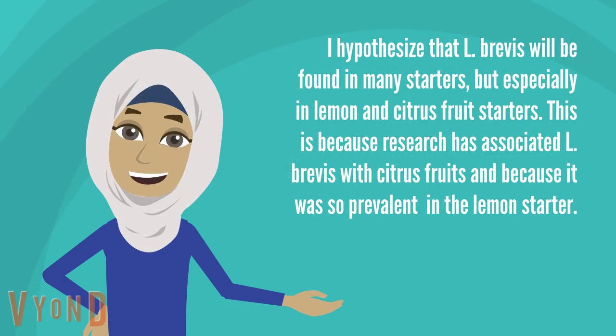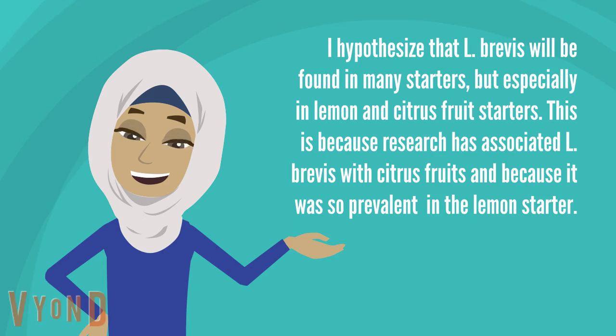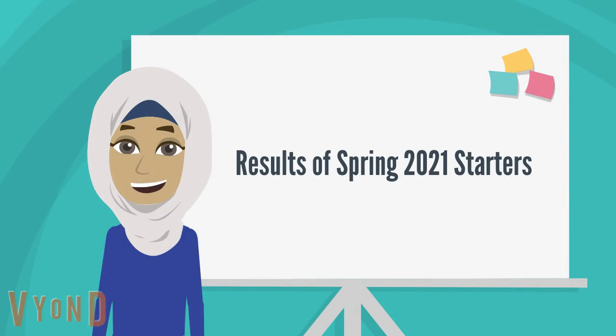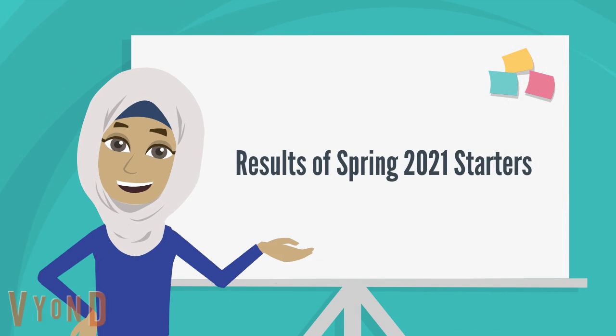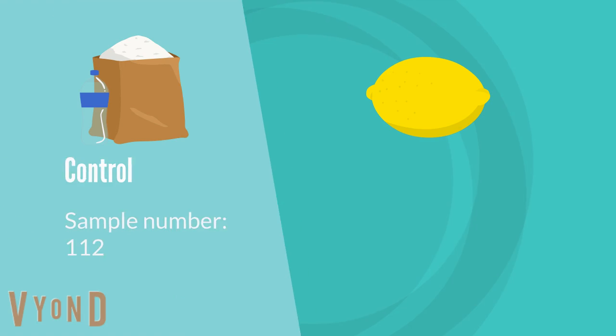Given all of that information, I hypothesize that L. brevis will be found in many starters, but especially in lemon and citrus fruit starters. This is because research has associated L. brevis with citrus fruits and because it was so prevalent in the lemon starter. So let's look at the results of this semester's starters.